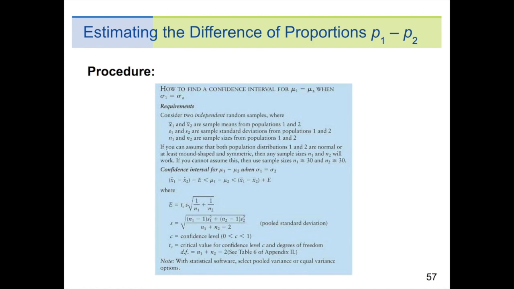So the confidence interval stays the same, where E is t sub C times S times the square root of 1 over n sub 1 plus 1 over n sub 2. S is the pooled standard deviation, so this formula. C, once again, is the confidence level, where C is between 0 and 1, and t sub C is the critical value. And the degrees of freedom are n sub 1 plus n sub 2 minus 2.